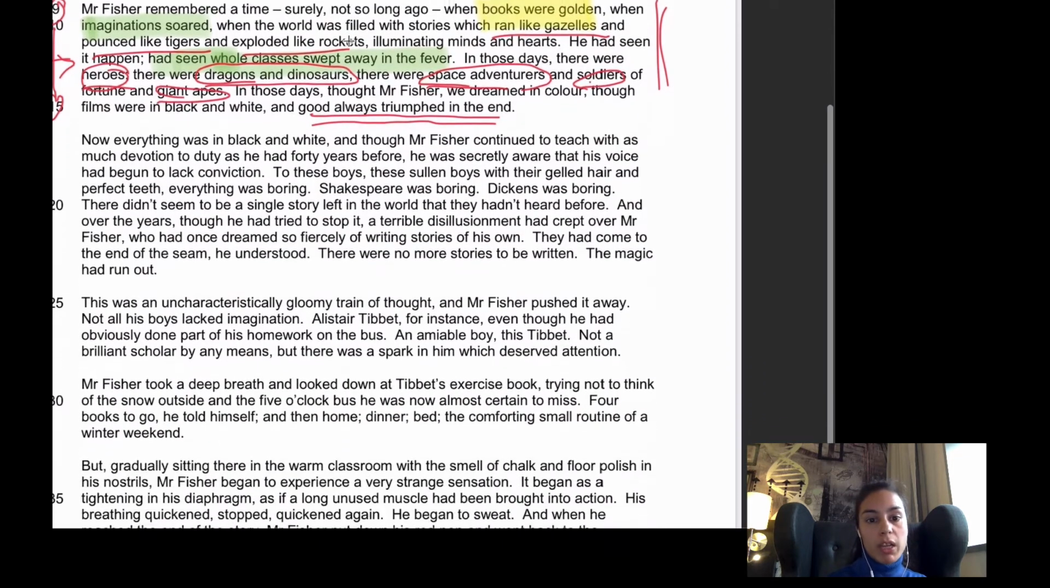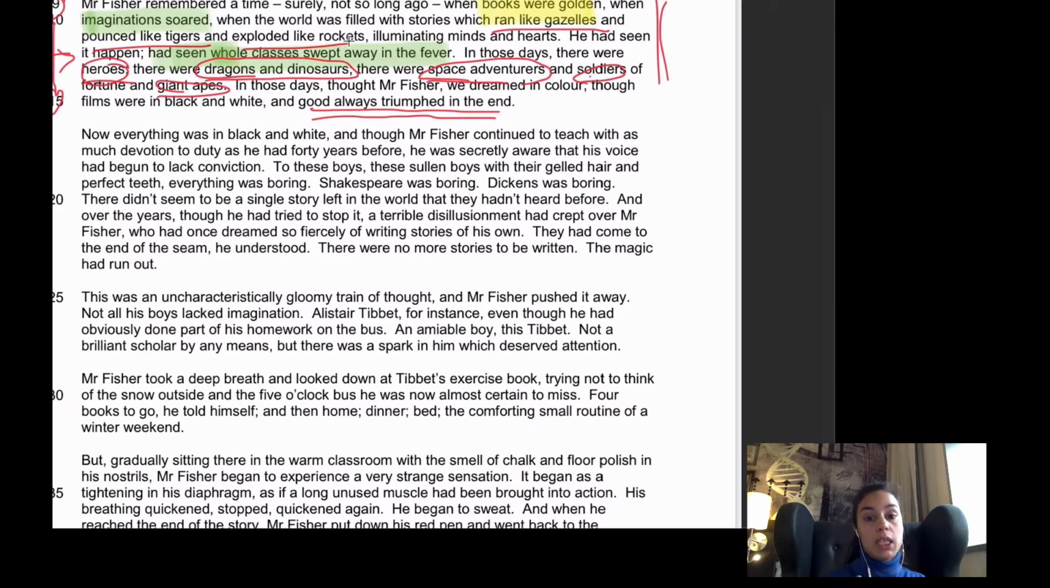Okay, let's go on to the rest of the text, because remember, we do need to read the whole text. And now we're starting to look at, well, where does it change? How and why? So let's keep reading.